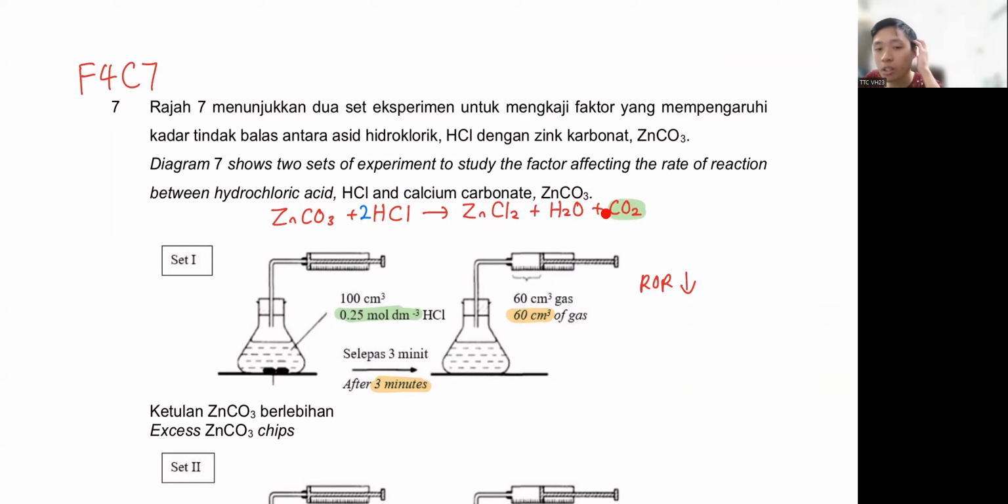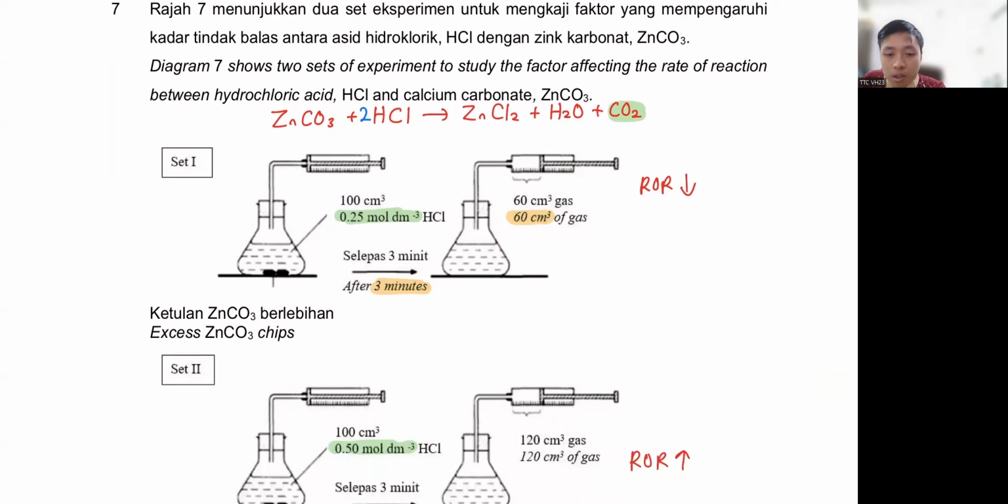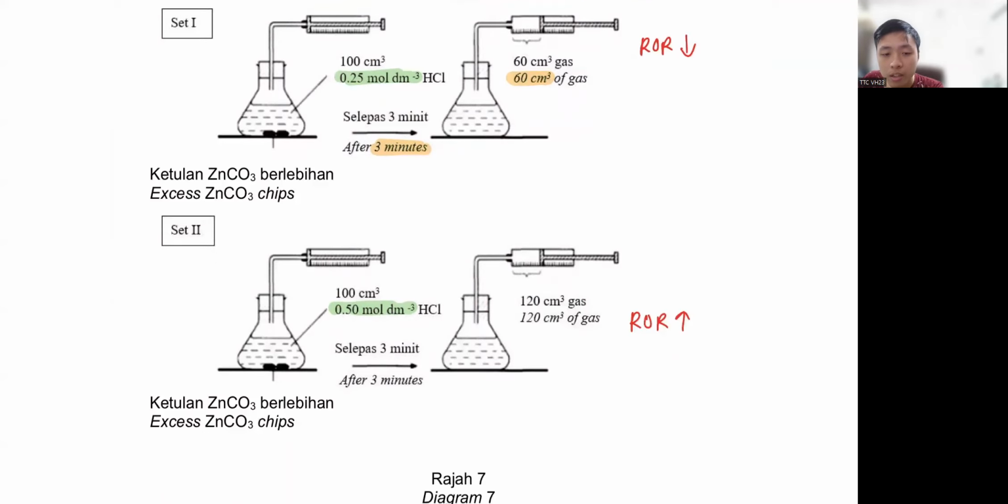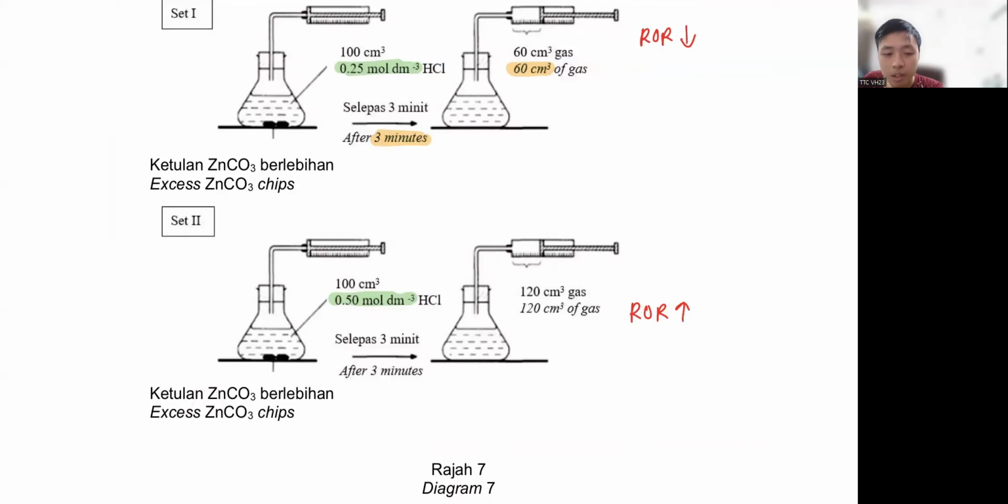So actually the gas they collected is carbon dioxide. After 3 minutes, they collect this amount of gas for set 1 and for set 2. If you notice for set 1, what's the difference? For set 1, they use 0.25 mol dm cube. Concentration, which one is higher? Set 2 is higher. So that's why they collected more gas. That's why the reaction is higher. Same amount of time, the gas collected is higher. So this one is excess zinc carbonate.